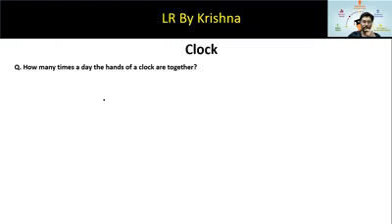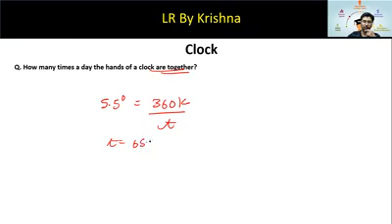Okay, let's see. You're making some mistake. Relative speed 5.5 degrees. When they are together, what will be the angle? 360k. We have just seen by time. So what will be the time? 65.45k minutes. Right, guys?